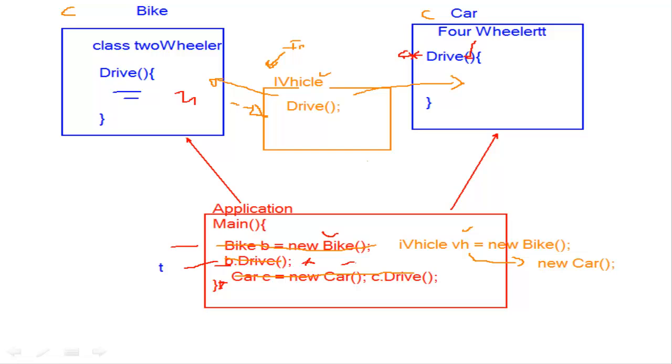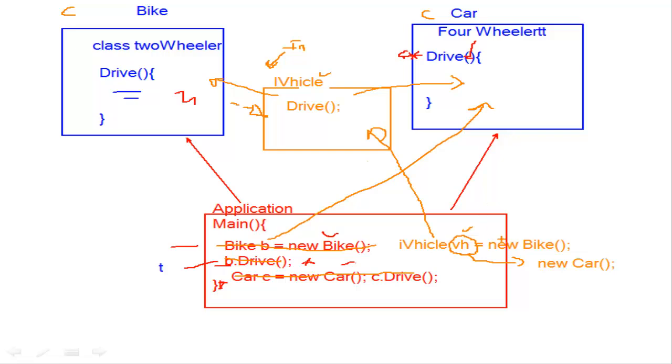Is this valid? Can I create an object, or can I create a variable of type interface? So I have VH here. The type of VH is interface, whereas the type of bike was that B was of type bike, C was of type car, which is a concrete object. Now I am trying to create a variable of type interface.